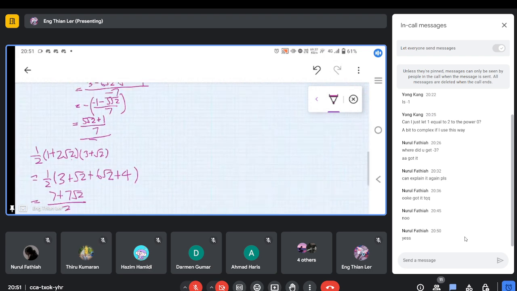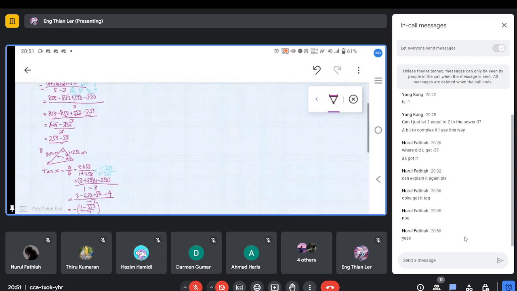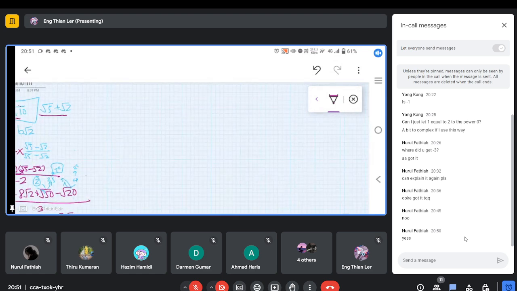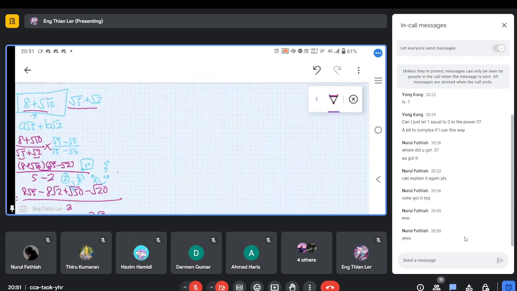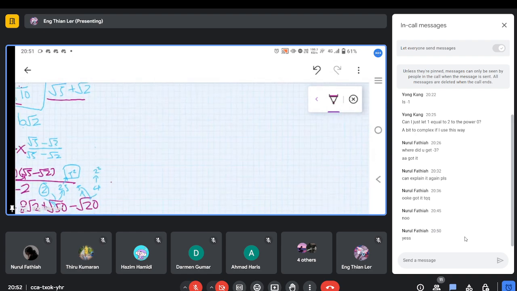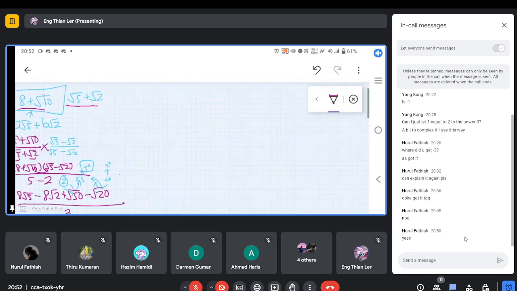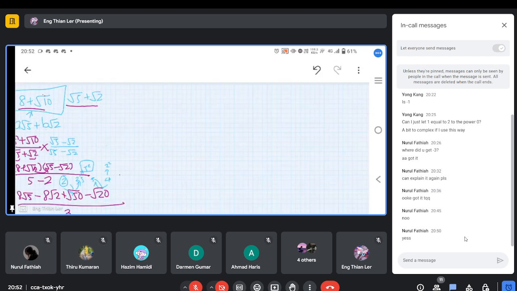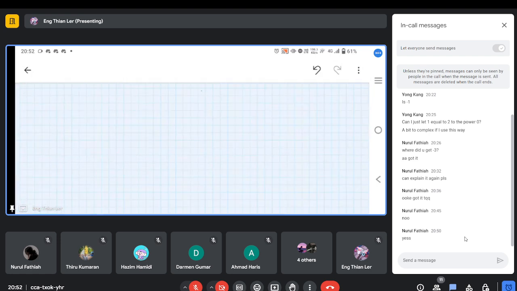Not difficult, right? You just multiply and divide. But there will be a really hard question at the end about surds. By the way, now I will finally explain logarithms. Okay.